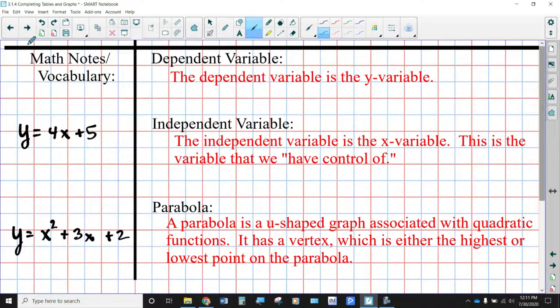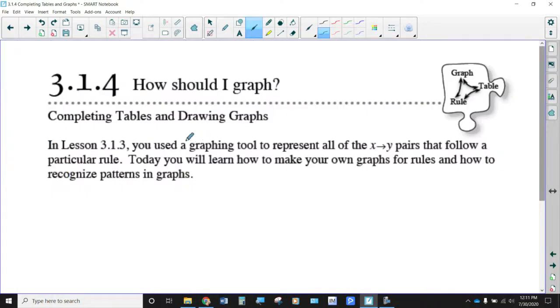So let's move on. In lesson 3.1.3, you used a graphing tool to represent all of the XY pairs that follow a particular rule. Today you will learn how to make your graphs for rules and how to recognize patterns in the graphs. Now you could go to the online Desmos tool and use that.